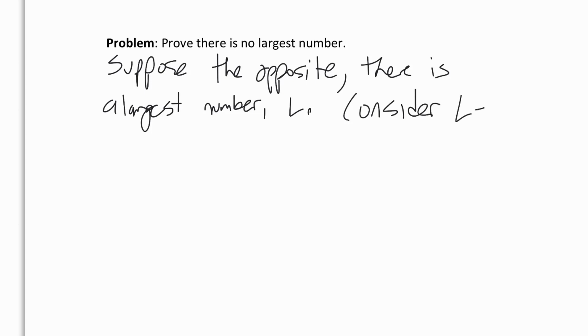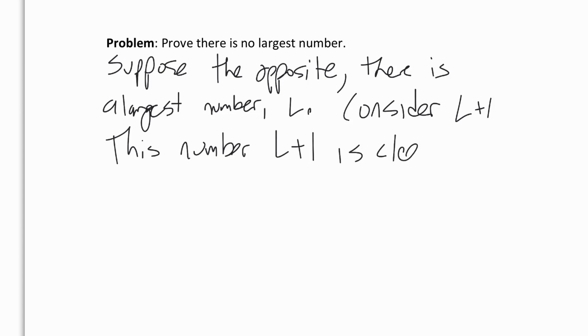So if we assume there's a largest number L, what we do is we then consider the number L plus 1. This number L plus 1, we add 1 to L, is clearly a larger number than L.